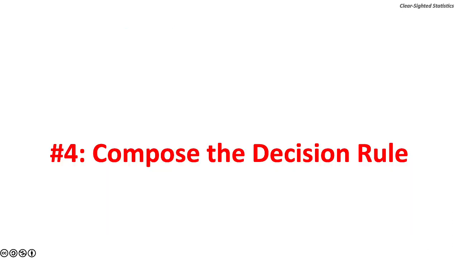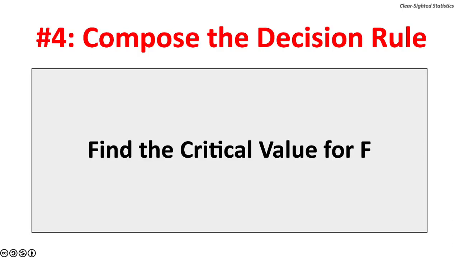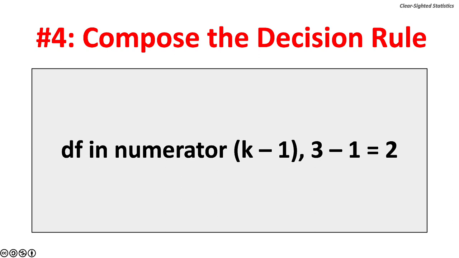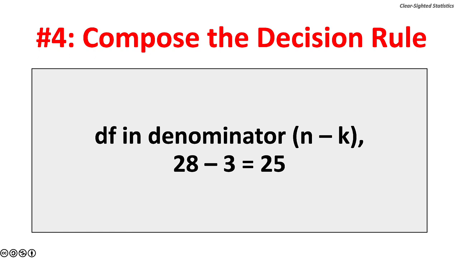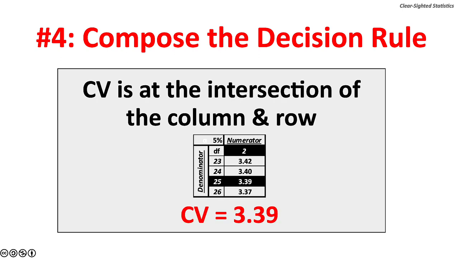Step 4, compose the decision rule. First, the critical value for F must be found. Degrees of freedom in the numerator is 2, found by K, the number of treatments, 3 minus 1. Then find the degrees of freedom in the denominator, found by N minus K. 28 minus 3, the answer is 25.